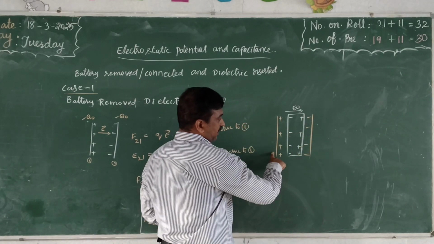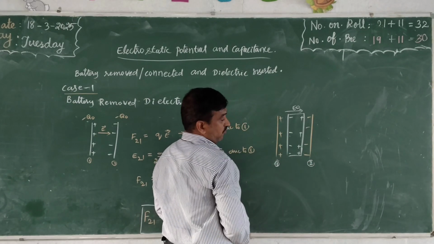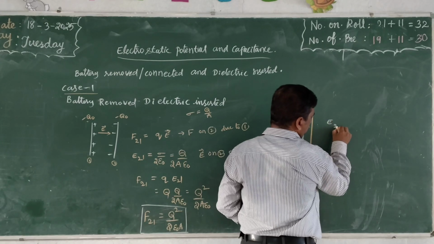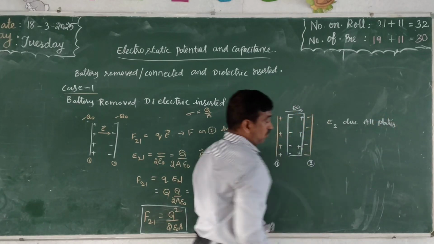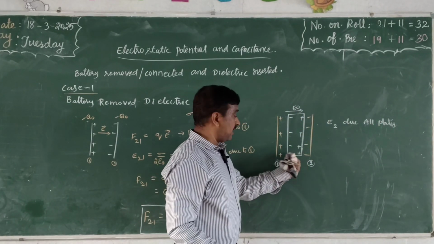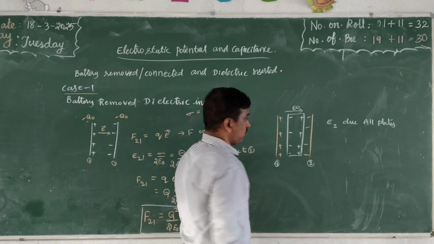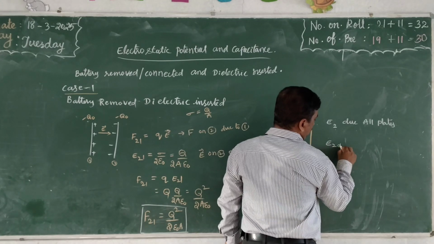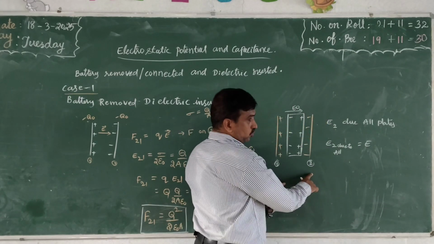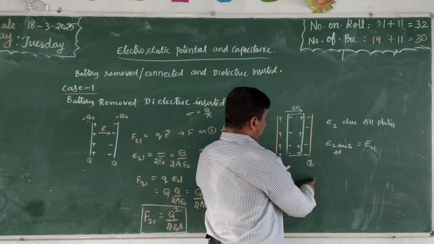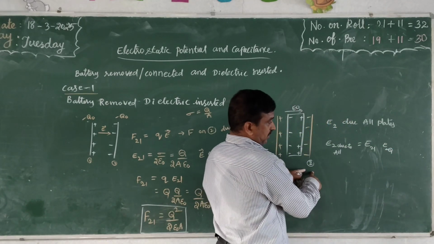Electric field on the second plate due to the first plate and the dielectric, we find out first. Electric field on the second plate due to all plates. All plates means the first plate and the dielectric, with negative and positive induced charges. Because of these three, what is the electric field on the second plate? That we can write. Electric field on plate 2 due to 1, we can write E21. Electric field on plus Q, we can write minus Q, due to minus Q, what is the electric field here, minus.